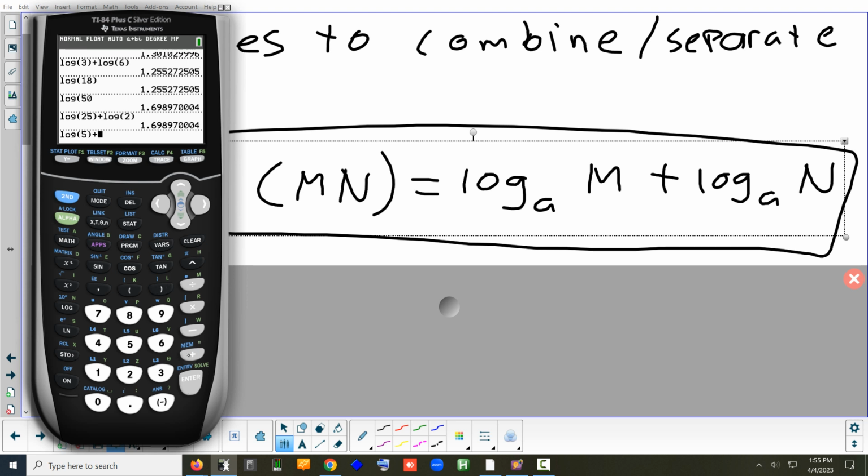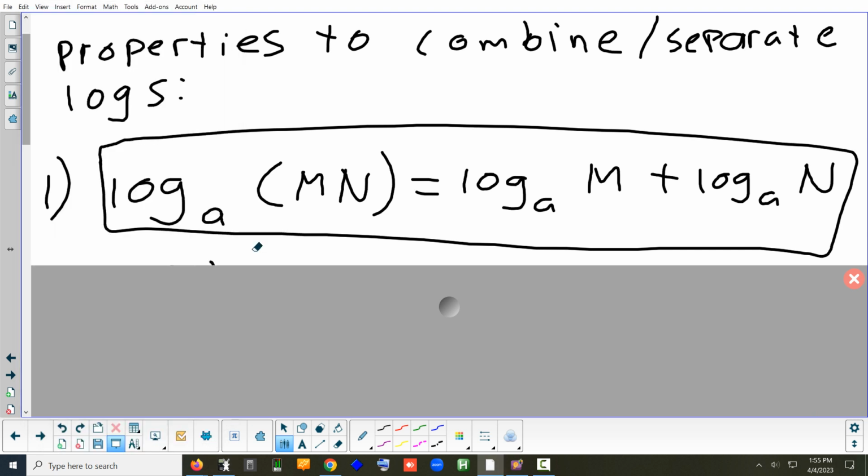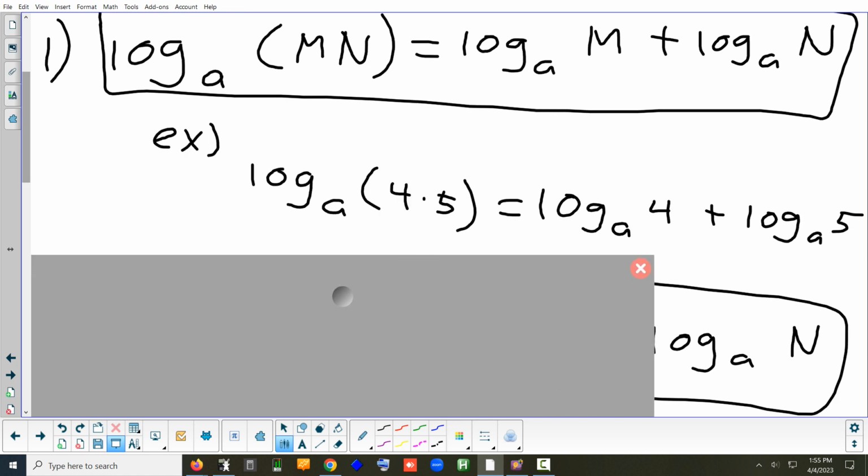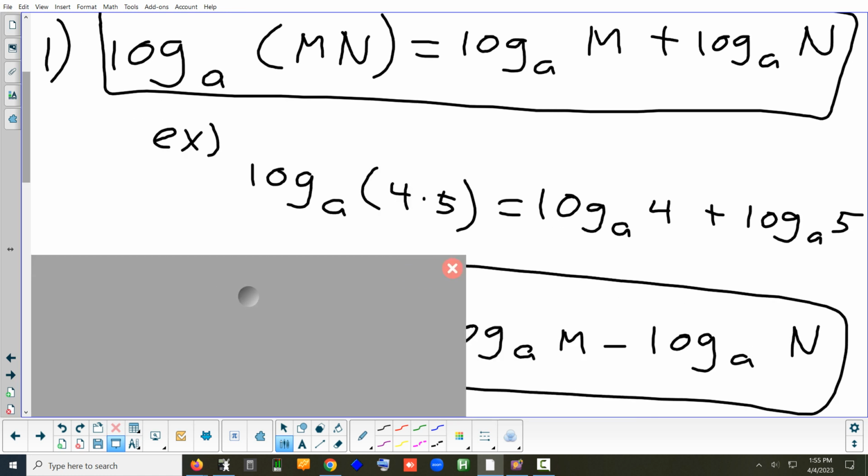We could do log 5 plus log 10. Any two numbers that multiply to give you 50, if you add them as logarithms, you'll get the same answer. You could also do log of 100 plus log of a half, because 100 times a half is also 50. So that's how that property works. If you're adding two logarithms together, you can combine them by multiplying. Here's another example. I think we already did that exact problem.